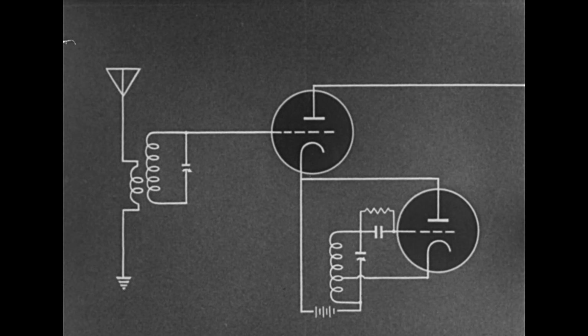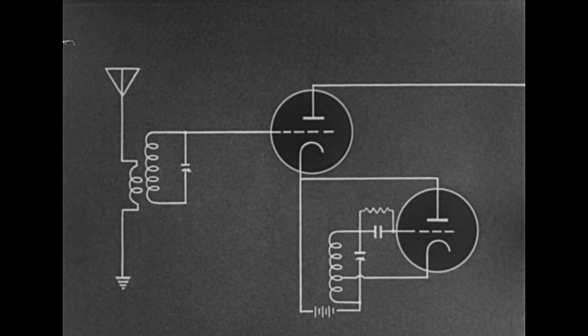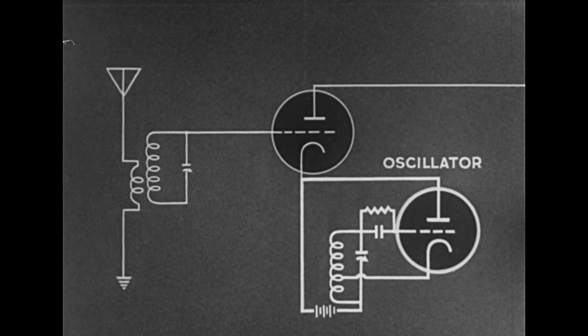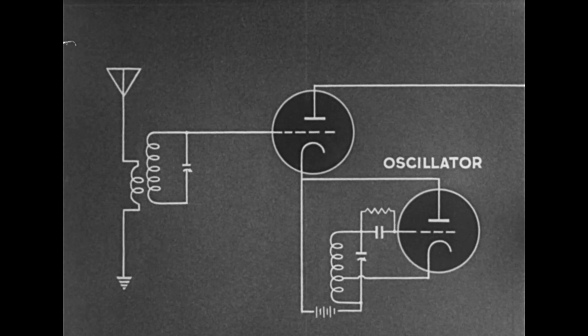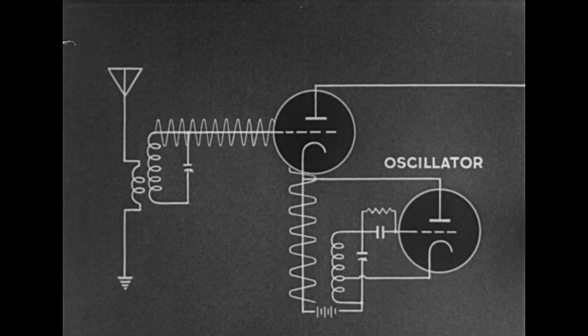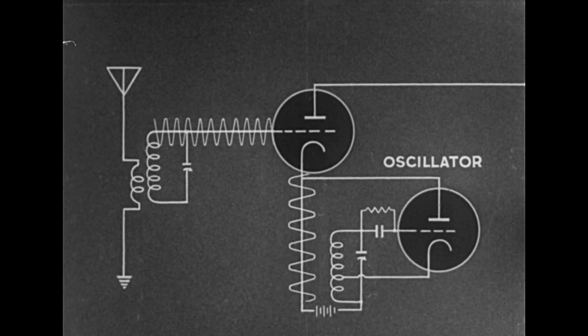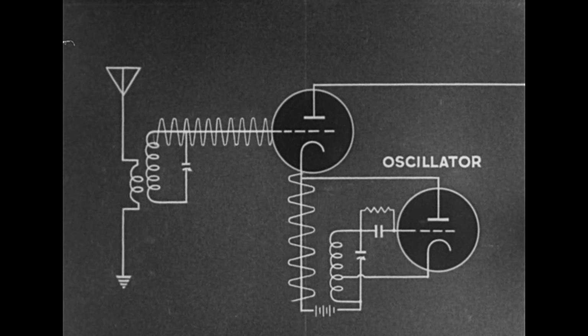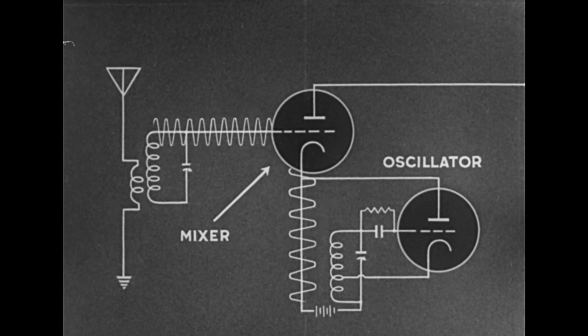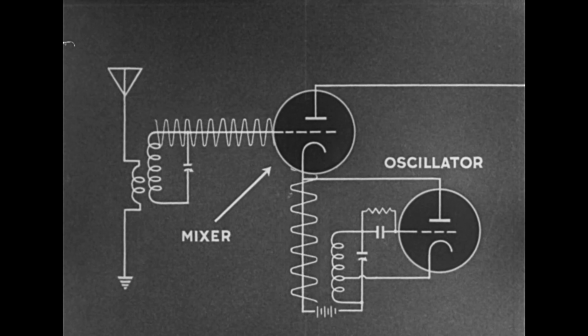In this circuit, a triode tube is coupled to an antenna. An oscillator is made to feed the same tube. The wave coming from the antenna is fed to the same tube which receives the oscillator output. The tube receiving the two frequencies is called a mixer. It receives both the radio frequency output of the oscillator and the radio frequency wave from the antenna.